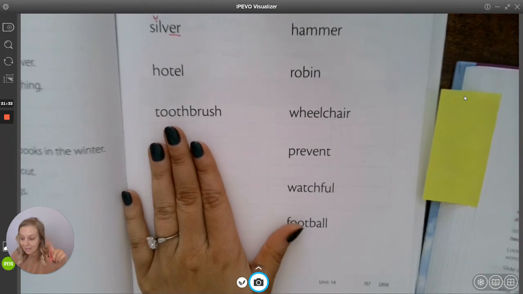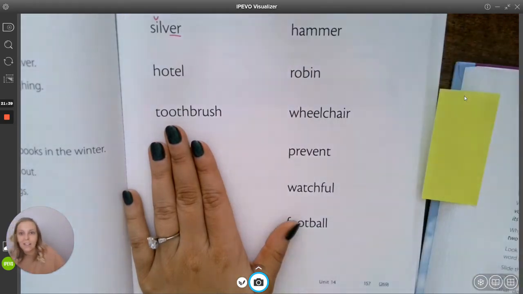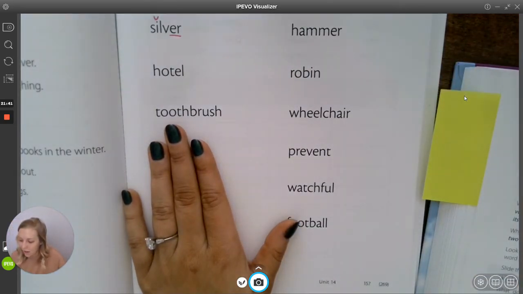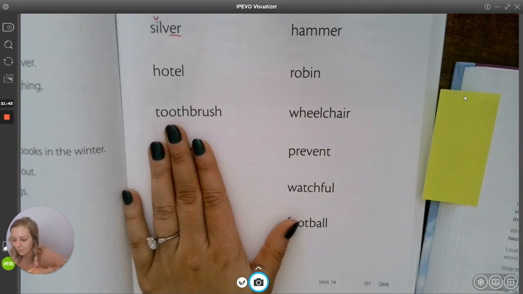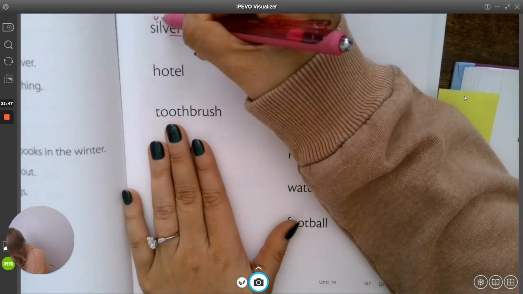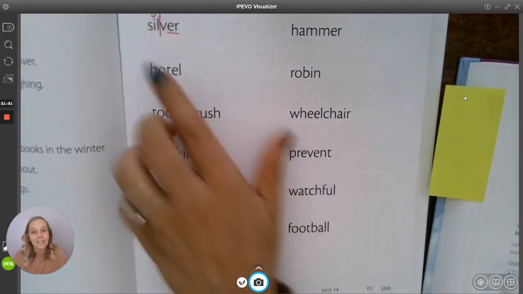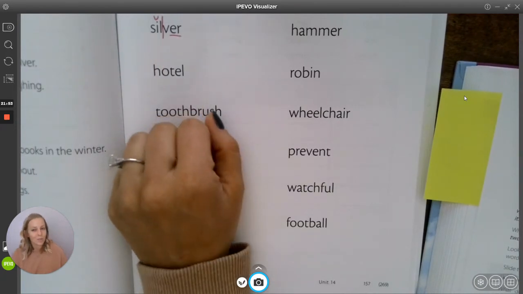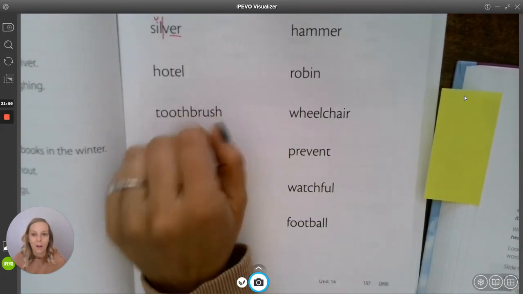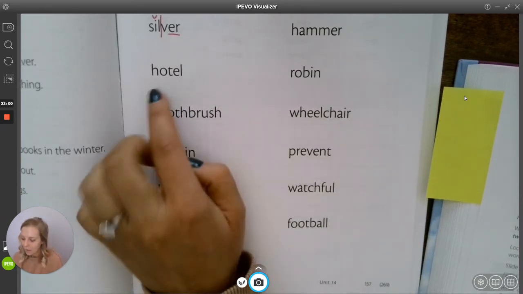And then last, fourth, we're going to draw our syllable divider between the syllables. So silver. That is between L and V. And that was easy because it's two consonants right next to each other. Good job. All right, let's do hotel next, okay?